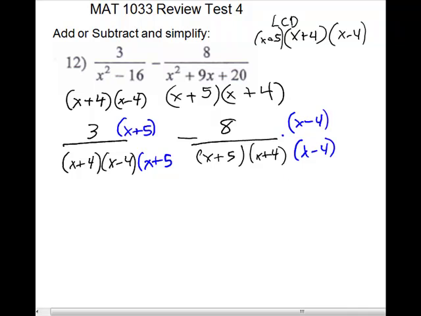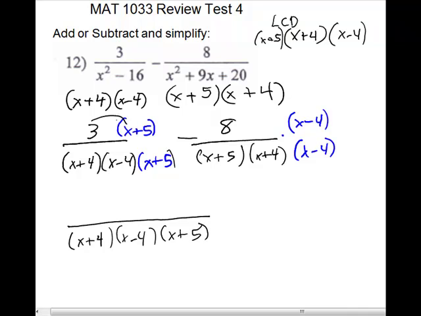Now, remember with addition and subtraction of fractions, once you have that common denominator, you're going to keep it. So I don't have to multiply it out. I do have to multiply the numerators because they're going to combine. So I have 3x plus 15. I have a minus 8, which is going to distribute to this parentheses. So that will be a minus 8x and a plus 32.